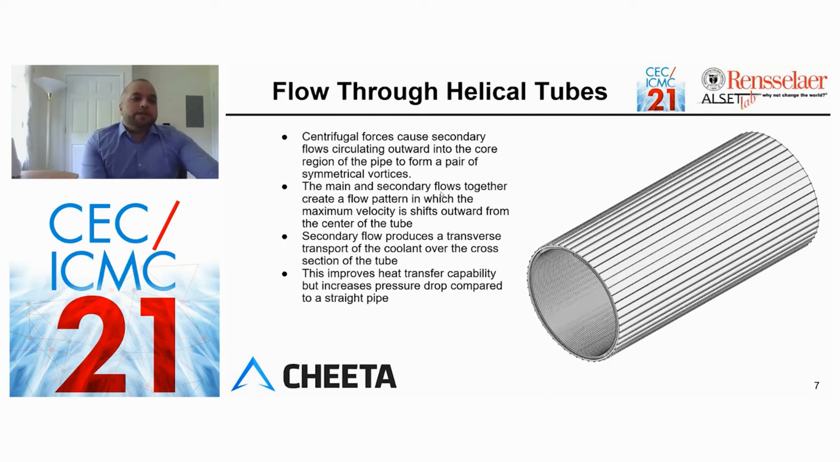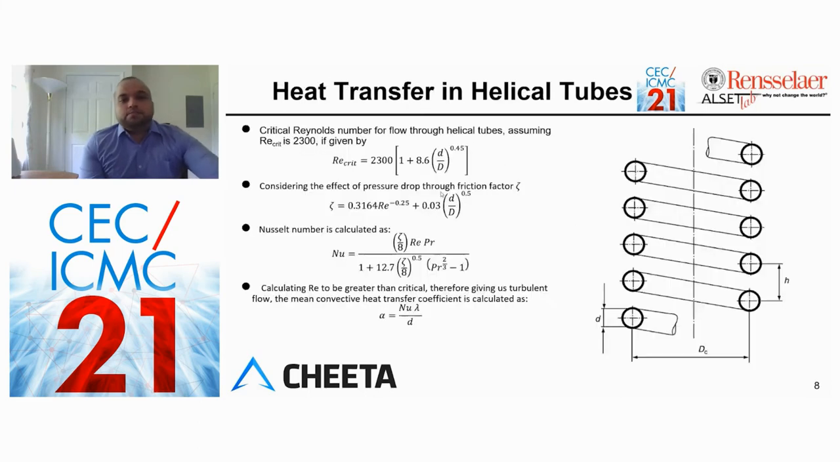This additional convective transport improves the heat transfer between the fluid and the wall of the pipe, but also increases the pressure drop compared to a straight tube. To calculate the heat transfer capability of a helical pipe, the first calculation that's needed is the Reynolds number.